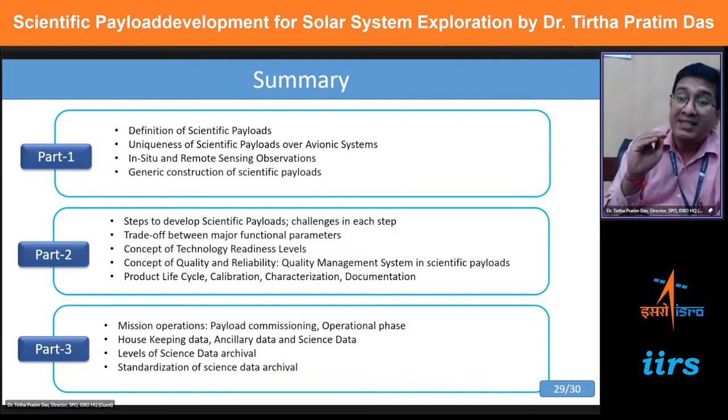In part two, we have described step by step the different steps of the scientific instruments. We have introduced the concept of technology readiness levels and mapped the TRL levels, which are steps of the development, and also presented the concept of quality and reliability and the quality management system in scientific instruments. We also told you about the importance of documentation in every phase of the product life cycle. Then we have sent the instrument to space. Then we came to the third part. We have discussed the mission operations and what all we do.